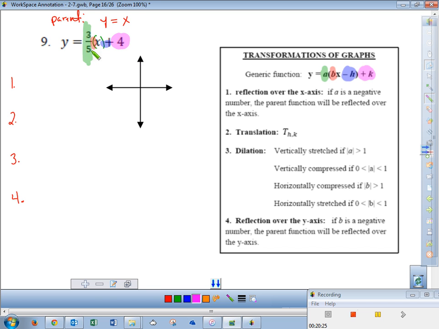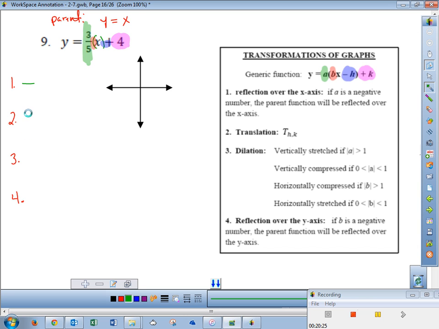Because people are like, how do you know if that 3/5 is inside the grouping symbol or outside the grouping symbol? Let me ask you a question. Did they put it inside the grouping symbol to start with? Then it's not inside the grouping symbol. You will literally see it inside the grouping symbol if it's supposed to be inside. So 3/5 is the A value because it was not inside the grouping symbol to start with. Did this graph get reflected over the x-axis? Yes or no? No. Why not? Tell me about 3/5. Why didn't it get reflected? It's not a negative number. Well, it's a positive number.